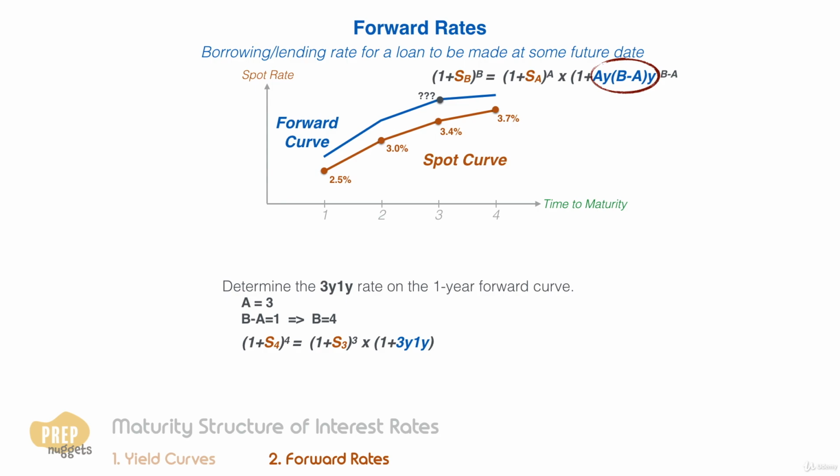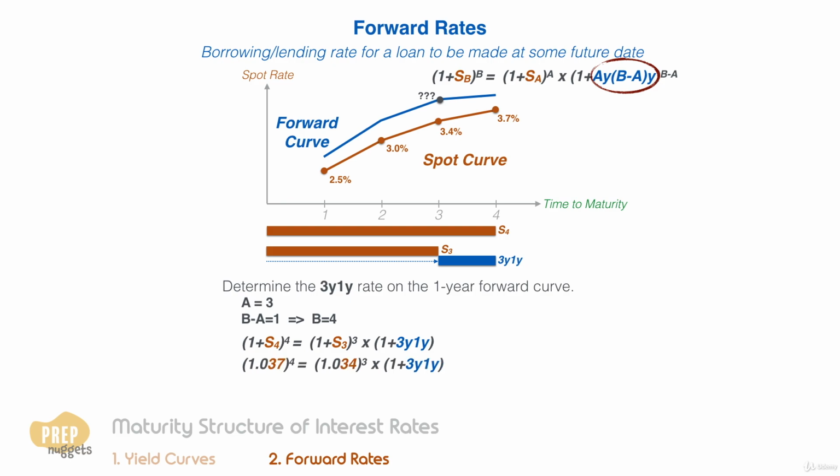Now, if you can't remember the formula in the exam, it may help to work this out pictorially. The loan we want to take is 3 years away, to be taken for 1 year. If we take a 3-year loan before that on the 3-year spot rate, this combination should equate to a 4-year loan on the 4-year spot rate. With this, you should be able to work out the formula. Plug in the figures for the spot rates and solve for 3y 1y. We get a forward rate of 4.61%.